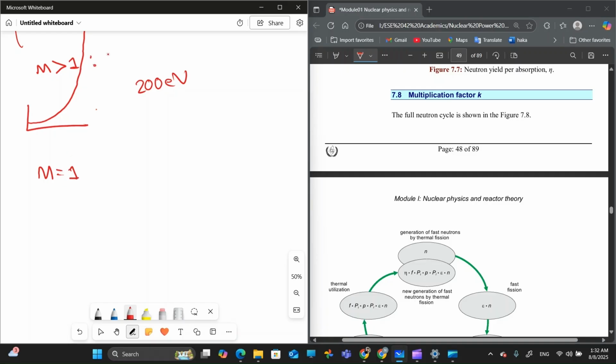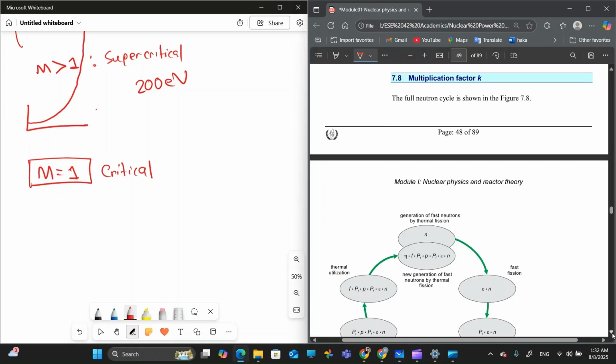Okay, when the M is greater than 1, it is called supercritical. And when M equals 1, unity, we call it critical condition, and that is the most desirable condition in your nuclear power plant. So when the multiplication factor is 1, your power is not increasing at an exponential rate. It is under control, and it is also self-sustaining. So this is the most desirable condition. So this is our multiplication factor.